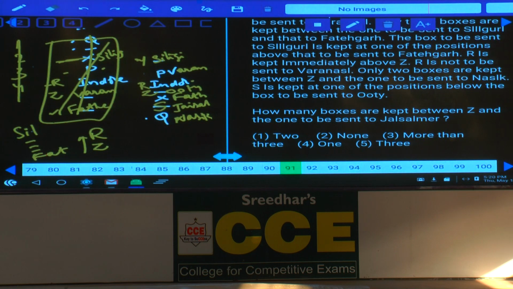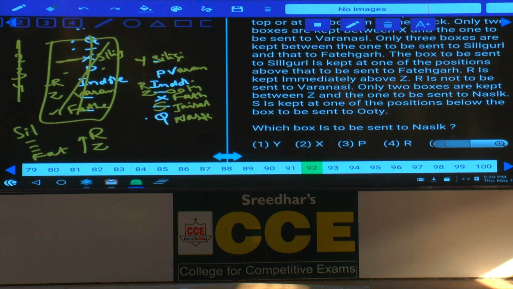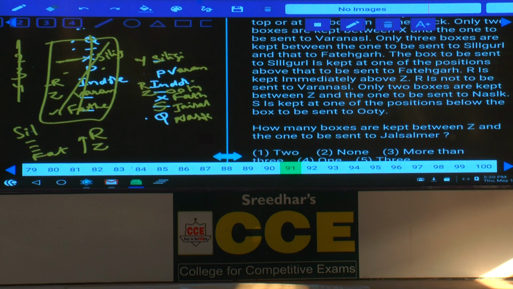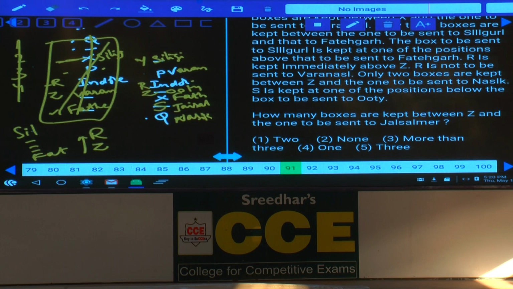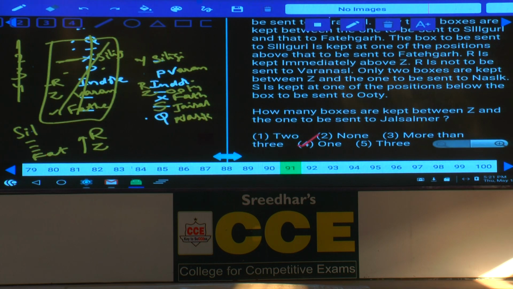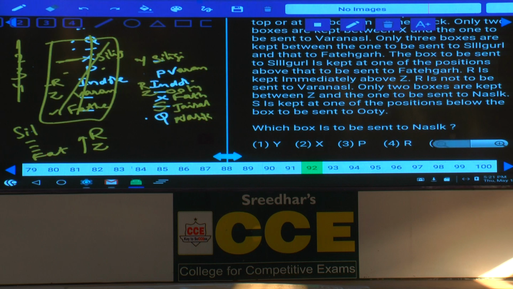Then how many boxes are kept between Z and the one to Jaisalmer? Z and Jaisalmer, tell me how many, there are only 2. There are only 2, that is choice 1. Then question number 92, which box is to be sent to... Only 1. Now in this one, 91, how many boxes are kept between Z and Jaisalmer? Between Z and Jaisalmer there is only one, that is X. X, that is choice 4. 91, choice 4. Then 92, which box is to be sent to Nasik? Q, that is choice 5.